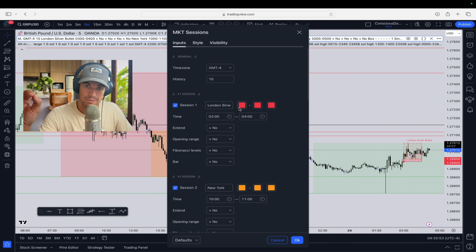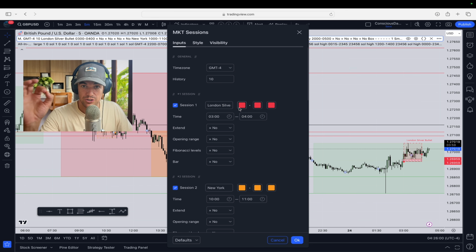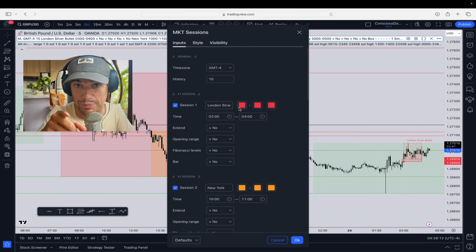New York AM session. These are the kill zones. 10 a.m. to 11 a.m. And New York afternoon kill zone, which is from 2 till 3. These are the only times you're going to be trading. Otherwise, I'm going to be there and tell you off.